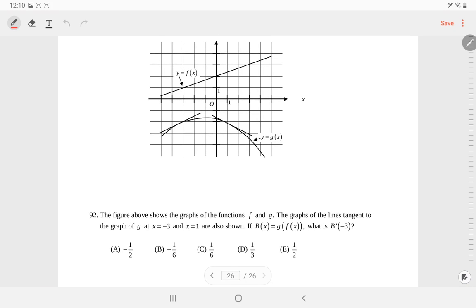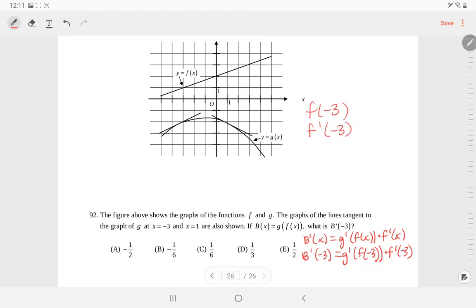If b of x is g of f of x, what is b prime? Okay, well, let's not look at the picture for right now, and let's find b prime of x according to the formula. So this reminds me of one we just did. So g prime of f of x times the derivative of the inside. Okay, and it says, what is b prime of -3? So g prime of f of -3 times f prime of -3. Okay, so now I need stuff at -3 at the moment. So I want f of -3, and I want f prime of -3.